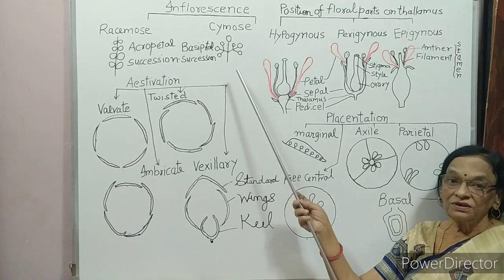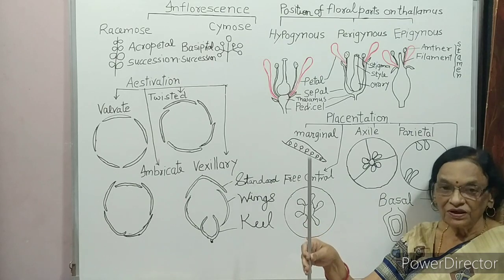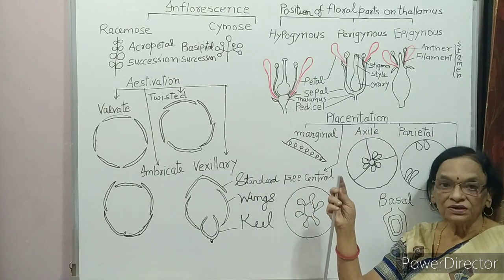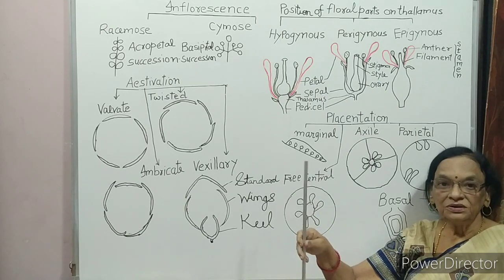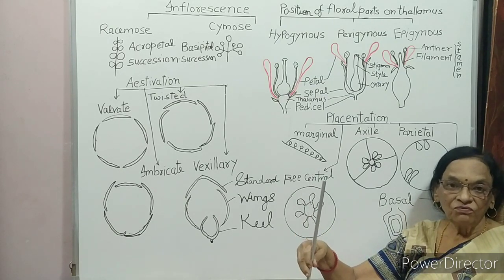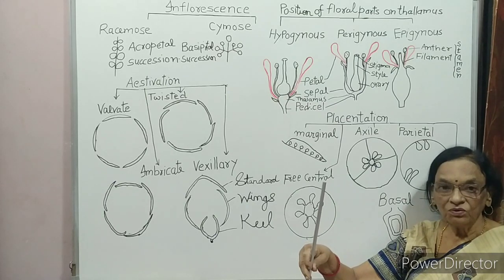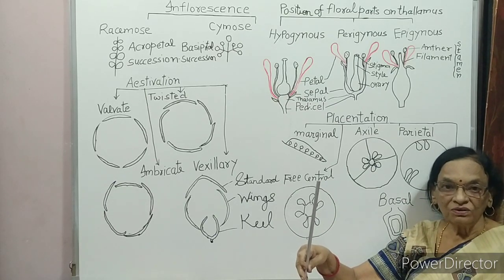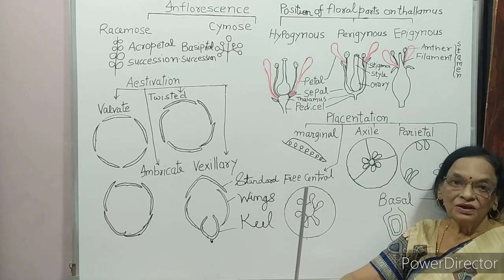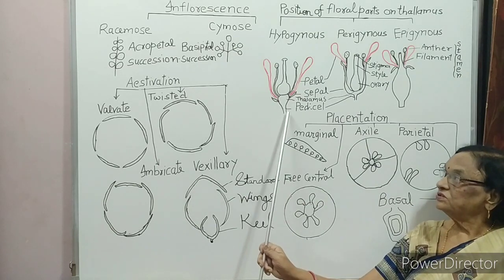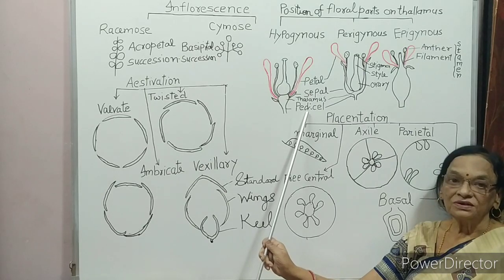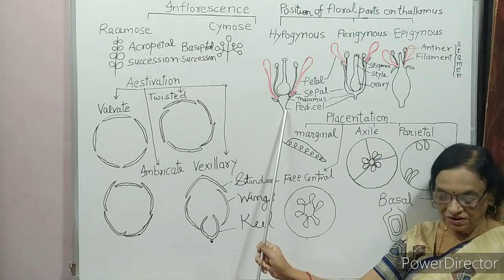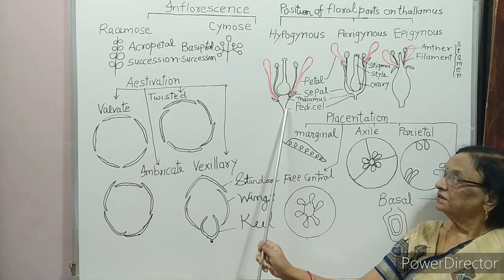Now the next topic is flower. What is a flower? It is the reproductive unit of an angiospermic plant. A typical flower has four whorls. Which four whorls? Calyx, corolla, androecium and gynoecium. A flower has a stalk. This stalk is called pedicel.